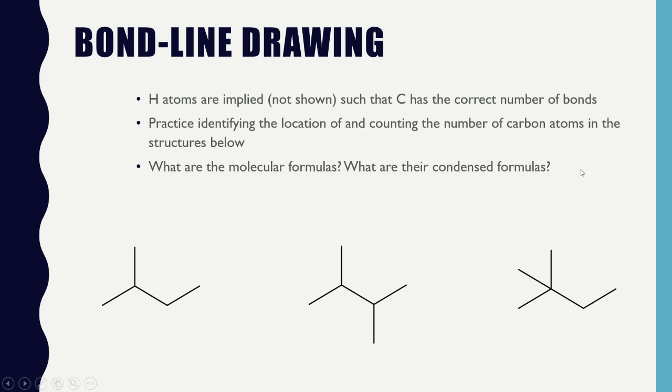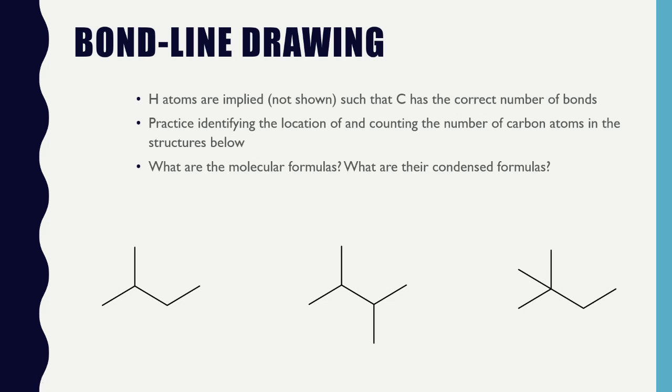How many carbons are there? 6. So I am seeing 1, 2, 3, 4, 5, 6. How many H's are on this carbon? 0. There are 0. It's already shown to have 4 bonds, and carbon cannot have more than 4 bonds.